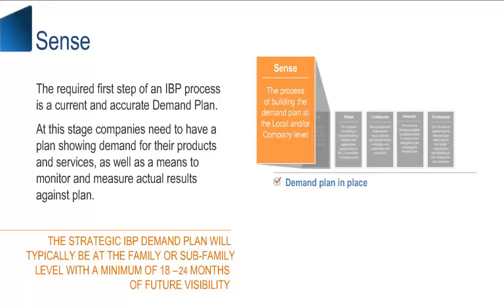So what's had to happen over the years is sensing, and this demand plan is so much more than demand planning now. It's much more strategic. It'll typically be at the family or the subfamily level with a minimum of 18 to 24 months future visibility. And why 18 to 24 months? It's because over the years, we've gone from a local to a global supply chain.